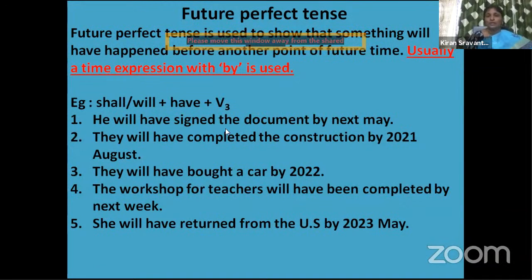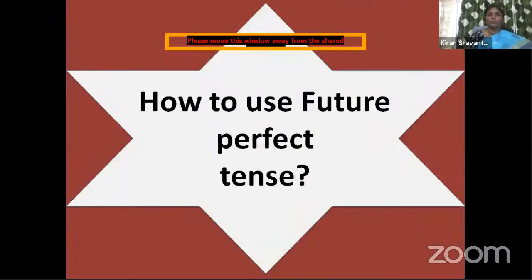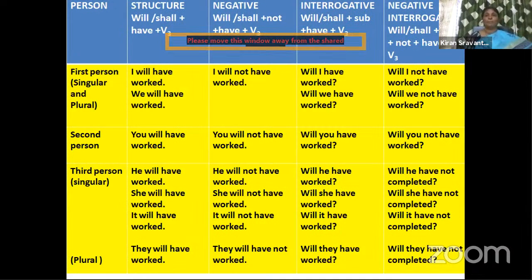In this way, when you check all the sentences, usually a time expression with by is used. After by, next May, by 2021 August, time expression, by 2022, then again time expression, by next week, time expression. By 2023 May, then again you have the time expression. That will help you understand that this sentence belongs to future perfect tense. And how to use future perfect tense? Then again, we have come back to the same affirmative, negative, interrogative, then negative interrogative.